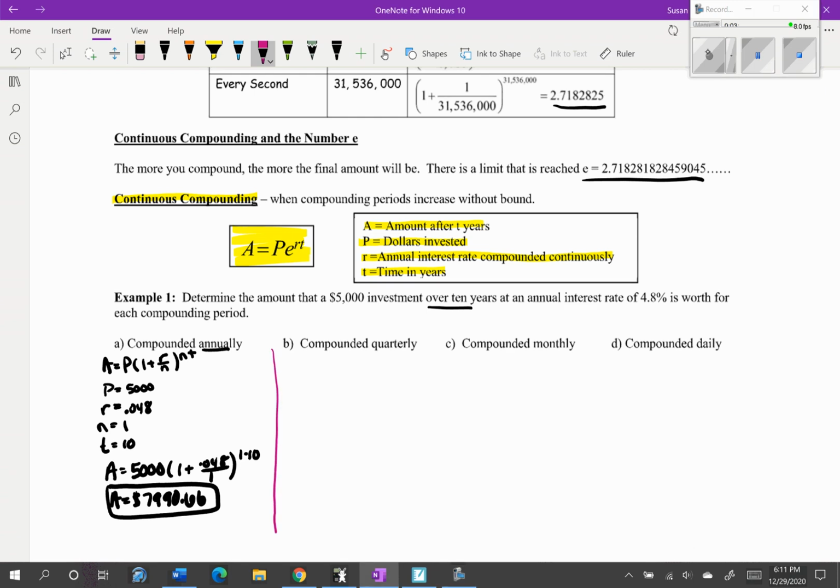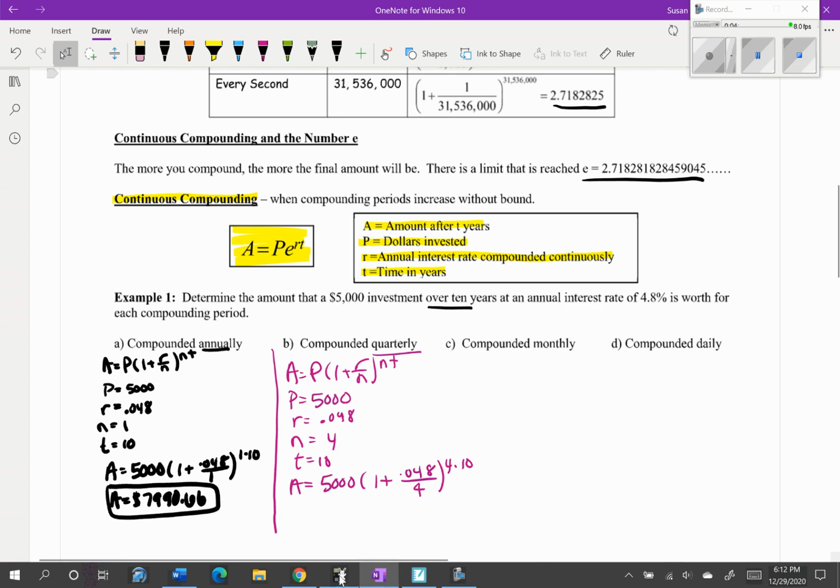All right, for the next one, we're compounding quarterly. So we're using the same formula, A equals P times 1 plus r over n to the nt power. So again, my P is the same, still 5,000. r is still 0.048. n now is quarterly, which is 4, and time is still 10 years. So A is equal to 5,000 times 1 plus 0.048 over 4 to the 4 times 10. And then you're going to want to plug this into your calculator.